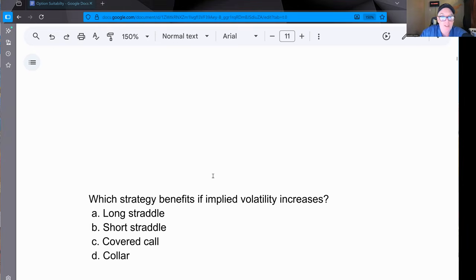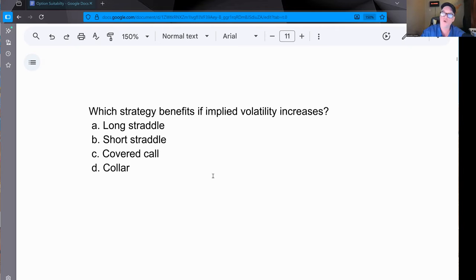Which strategy benefits if volatility increases? Of course, long straddle, volatility. This is a no-brainer. Boom. The suitability and options section should be easy. It just should be a no-brainer. You guys should be killing this, but everyone freaks about it so much. But you should be killing this.